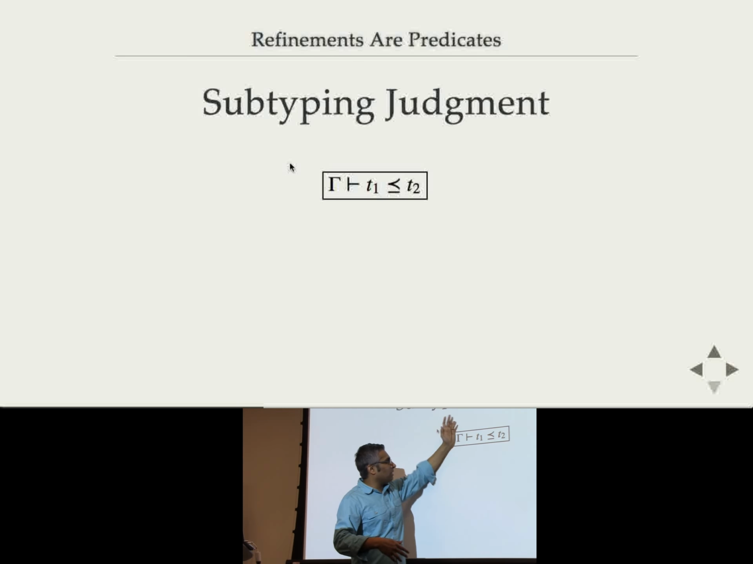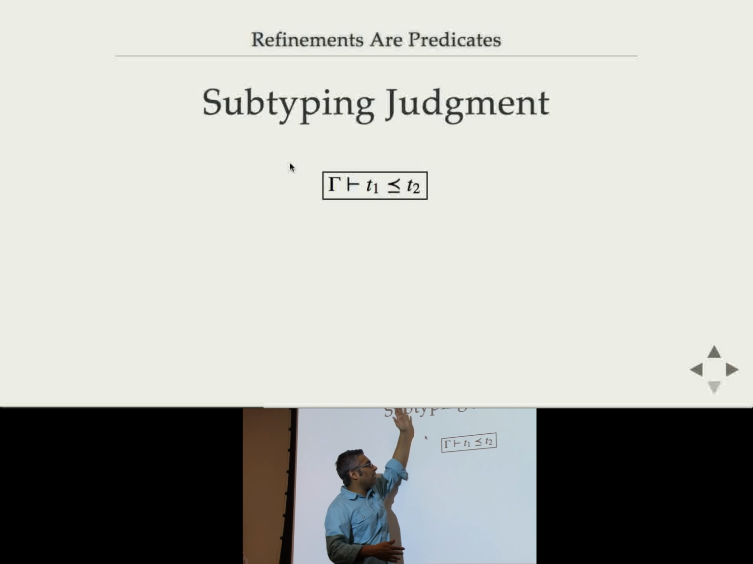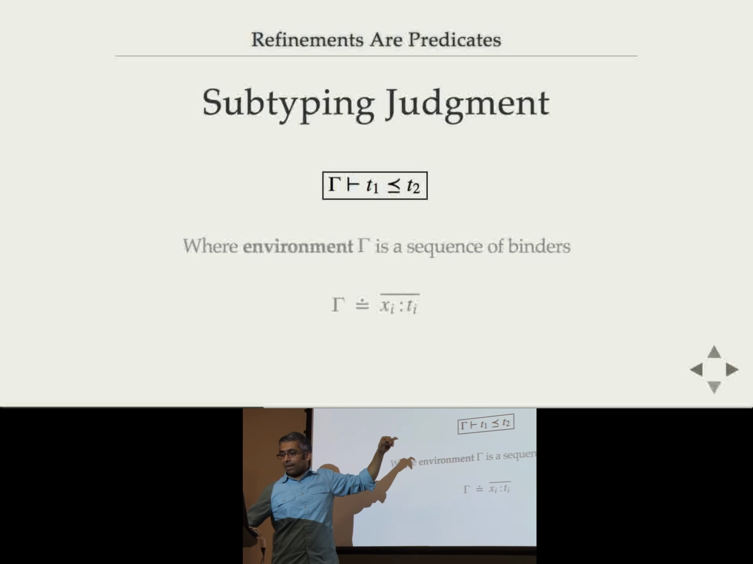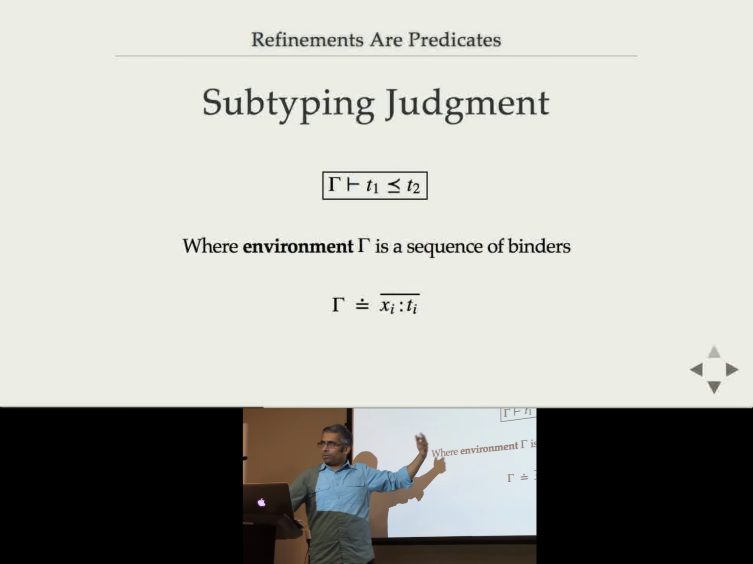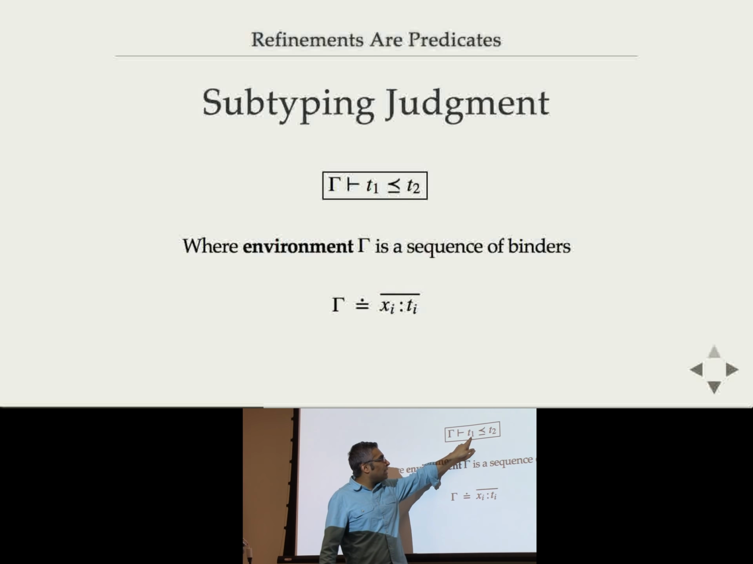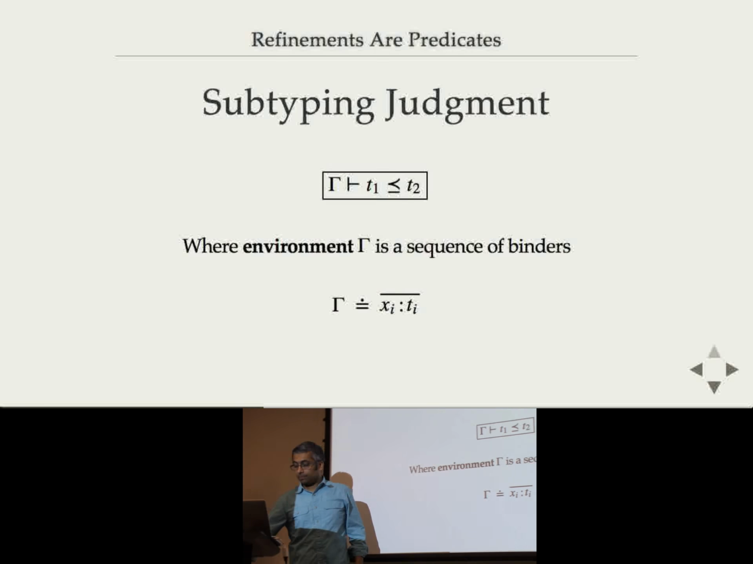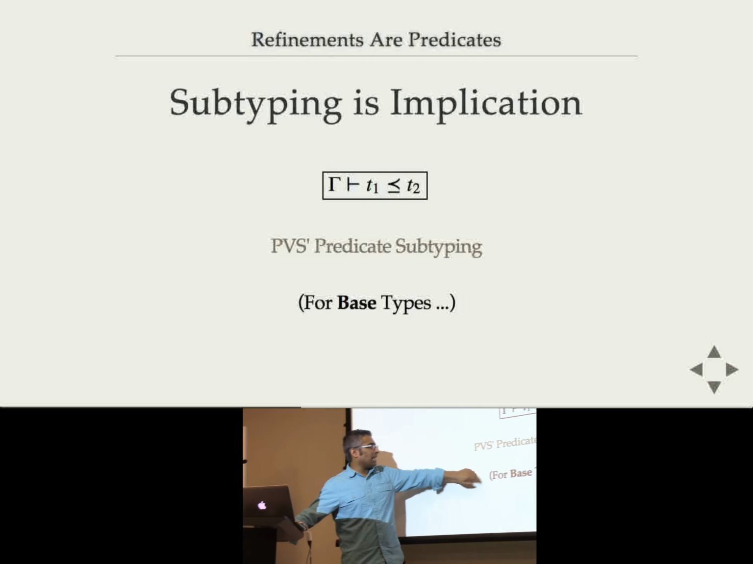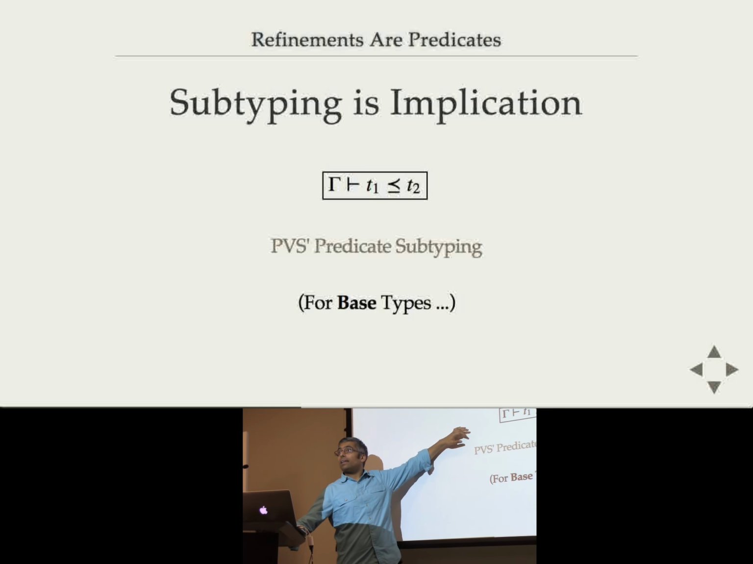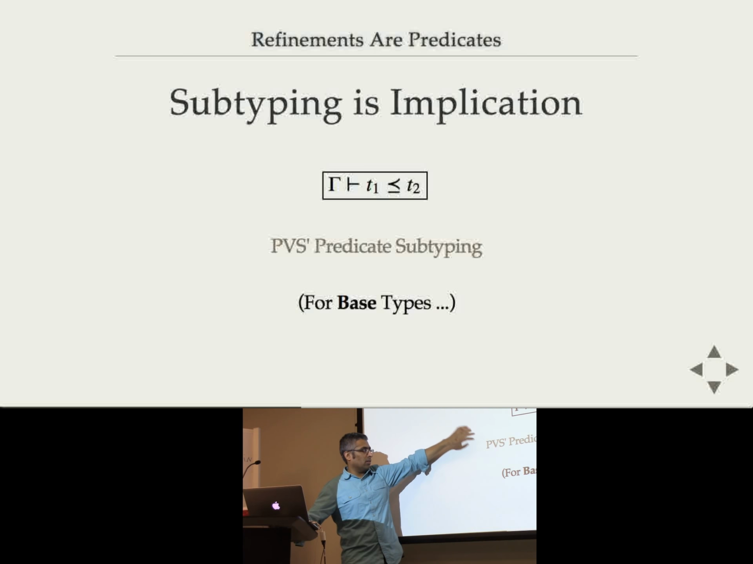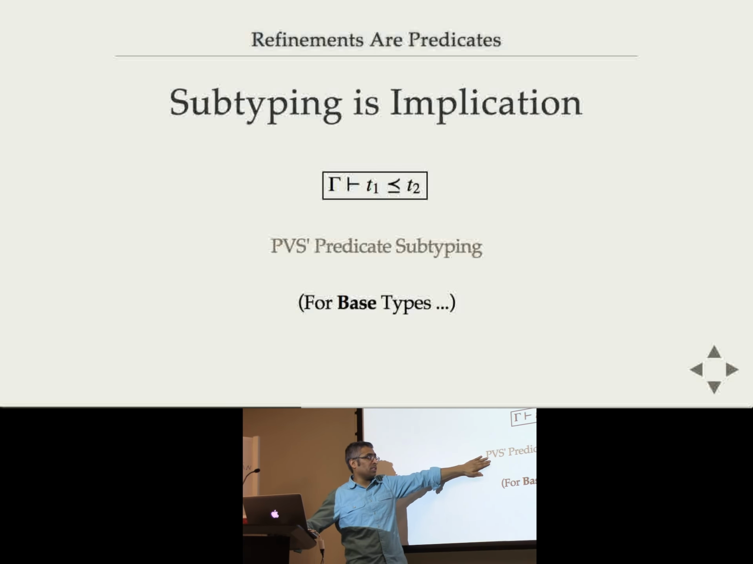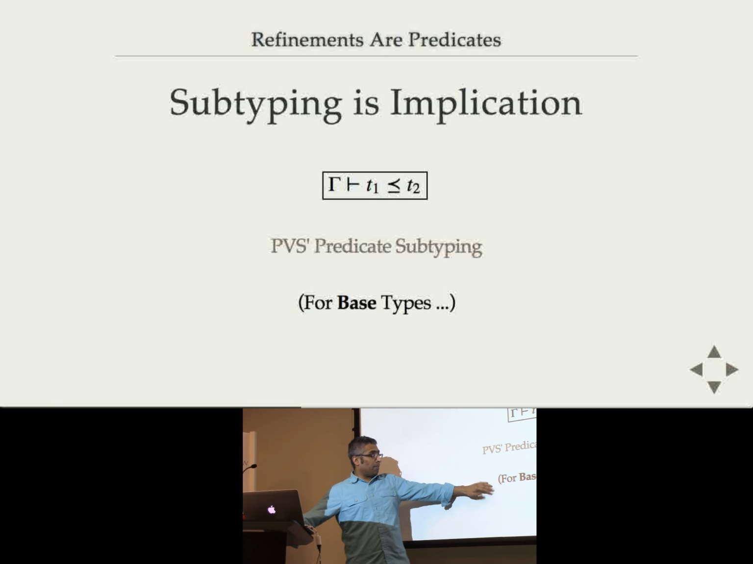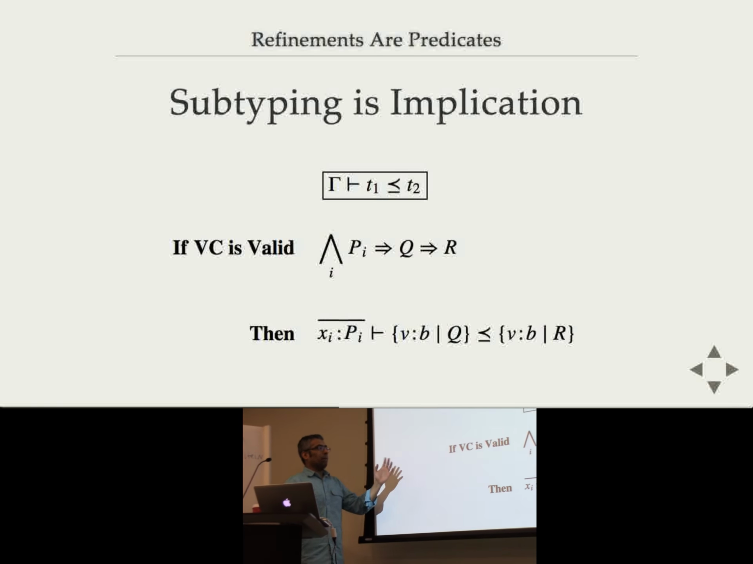So you have gamma, so the subtyping judgment looks like this. Under an environment gamma, where gamma is going to be a collection of type bindings, the usual type environment, a type T1 is a subtype of T2, right? So what does it mean for a type T1 to be a subtype of T2? For base types, by the way, this basic idea goes back to the mid-90s. It's called predicate subtyping, for those of you who follow this sort of thing, from a proof assistant called PVS. For base types, subtyping is simply the following.